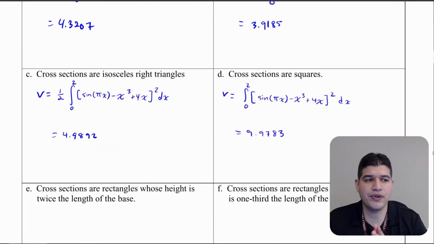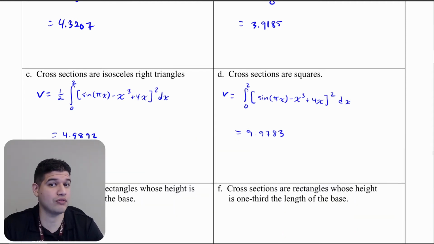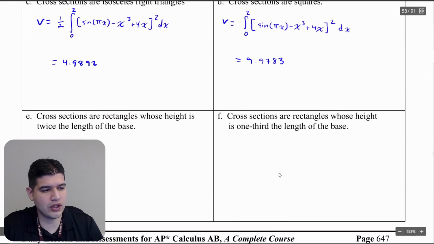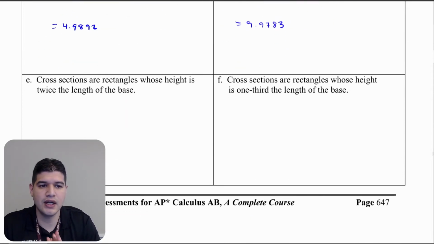Okay, so I've got both of those completed on the calculator. So our first one, we got V equals 4.9892, and when the cross sections were squares, I got 9.9783. Now we're going to look through these last two questions together because we know what the cross sections are going to be.